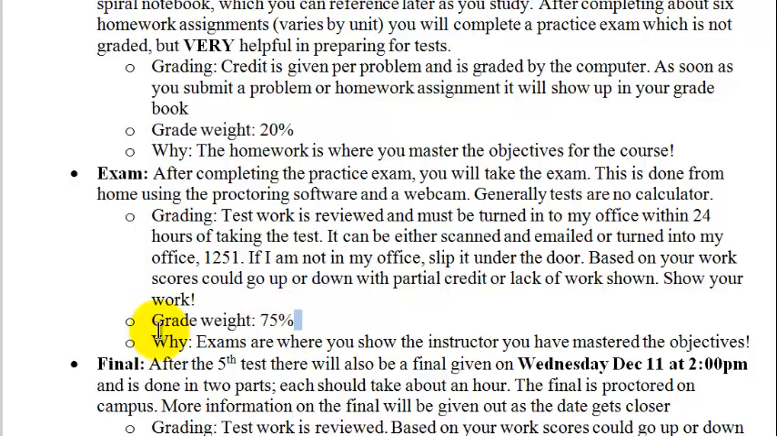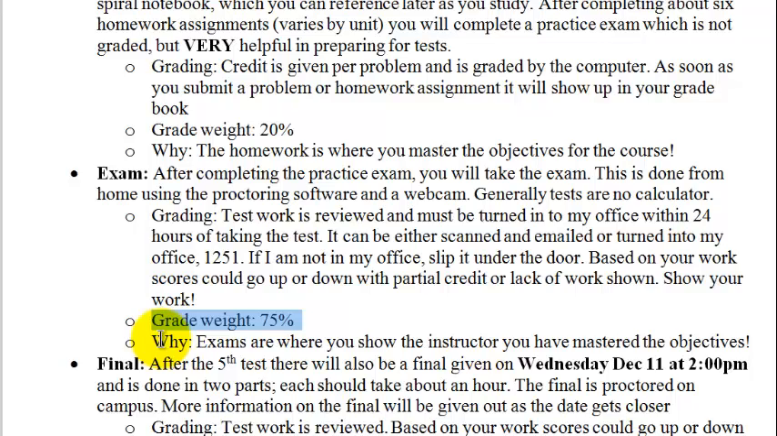Speaking of tests, the test is worth 75% of your grade. It is done in the online homework system as well, but what's different is now you can actually earn partial credit on your problems. How that works is after the test is completed, you will turn in your work from the test to my office. You can either email it to me through a scan or a fax, or you can just drop it off at my office. If I'm not in my office, slip it under my door, get it to me so that I can grade and give partial credit for those problems.